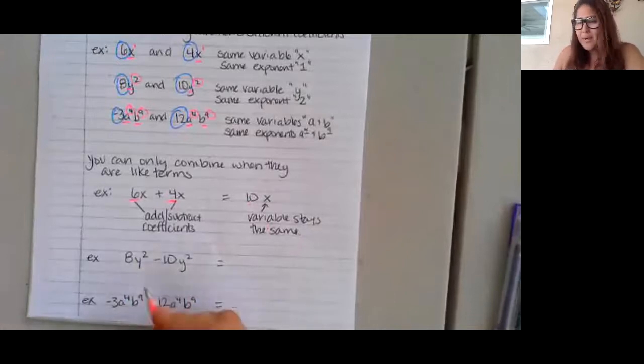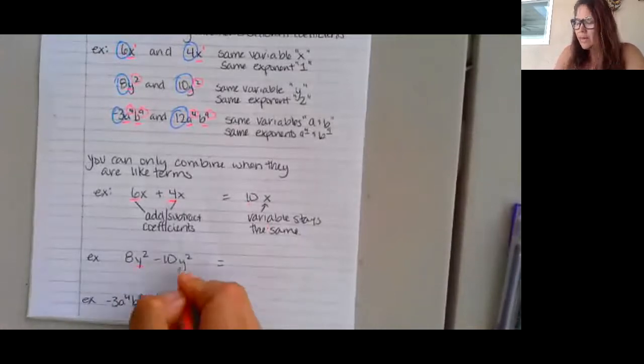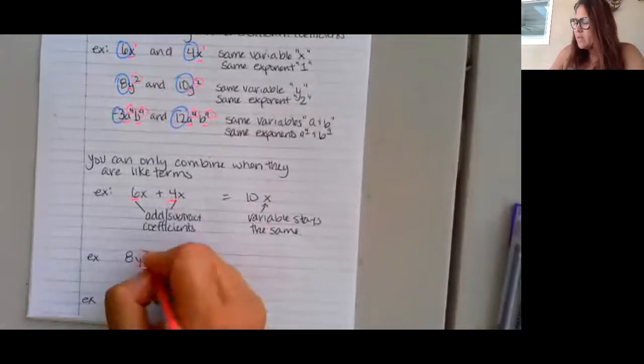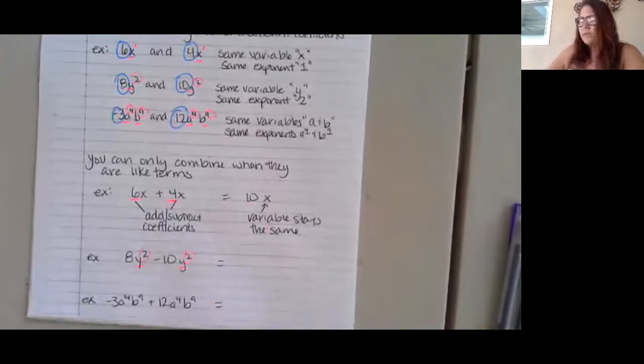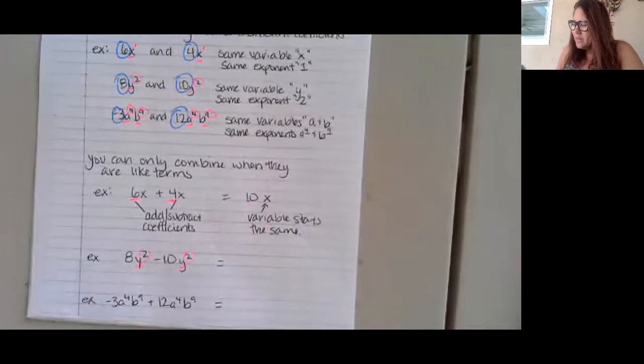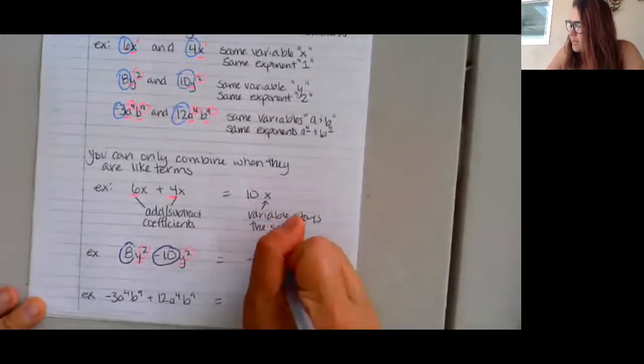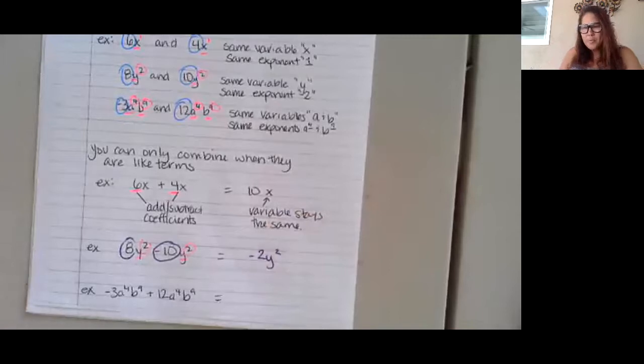Second example, 8y squared minus 10y squared. The only thing I'm interested in is, do I have the same variable? Y, yes. Do I have the same exponents? Squared, squared, yes. So then the only thing I actually need to do is deal with my coefficients. And in this case, it's 8 and negative 10, which gets me negative 2. And my variable stays the same, y squared.